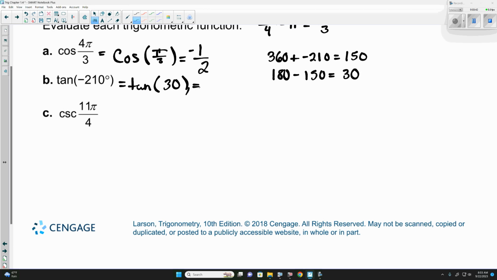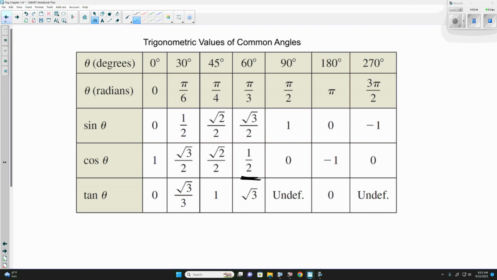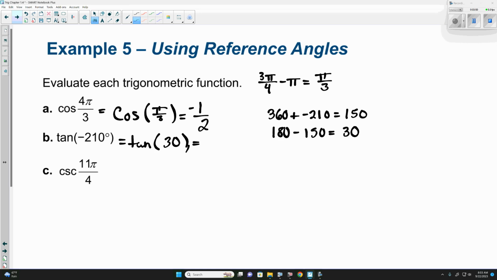Now if we go to the previous slide, tangent of 30 degrees is square root 3 over 3. So we're saying that this is square root 3 over 3. But since we are in the second quadrant, that's negative. Technically the whole fraction is negative, but we can apply it to just the square root of 3 because that would turn the whole thing negative.